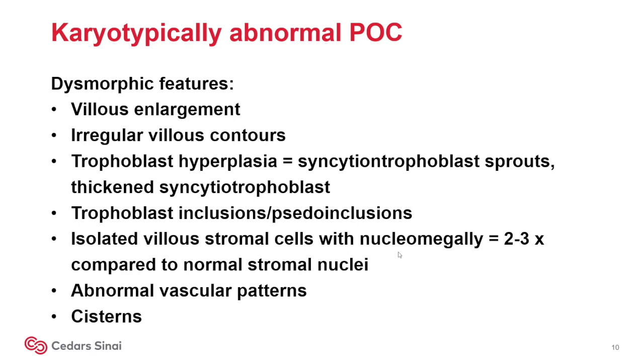So what are the features that we'll be looking for under the microscope? Villus enlargement, irregular villus contours, trophoblastic hyperplasia, trophoblastic inclusions and pseudo-inclusions, nucleomegaly of the stromal cells within the villus stroma. And cisterns are quite rare, actually. We rarely see them. They're more common in molar pregnancy. And abnormal vasculature is something that I think most people don't actually take too much into consideration.